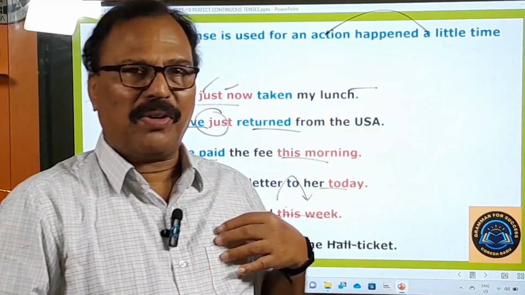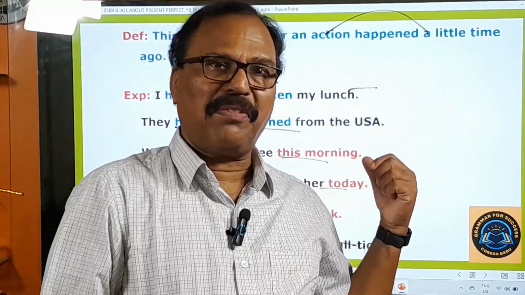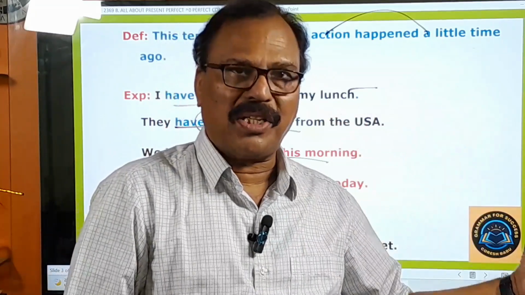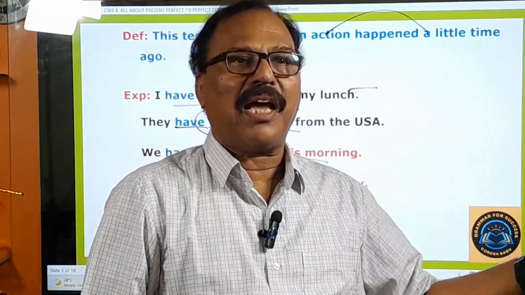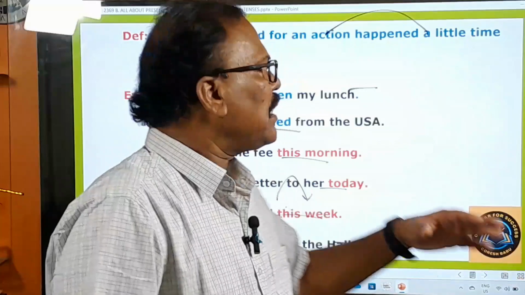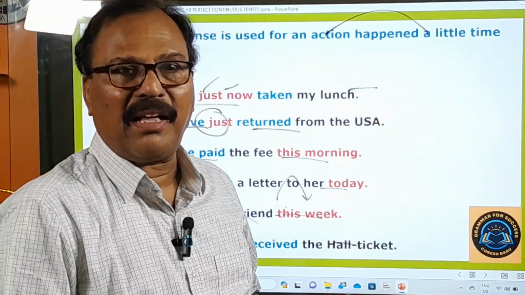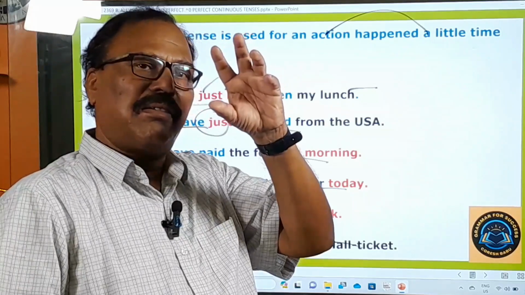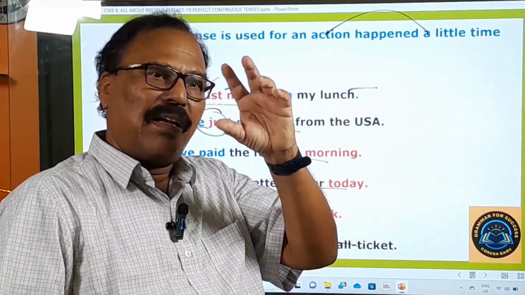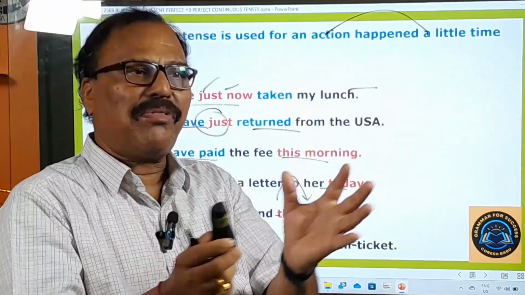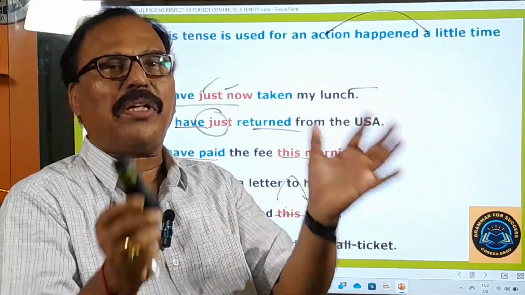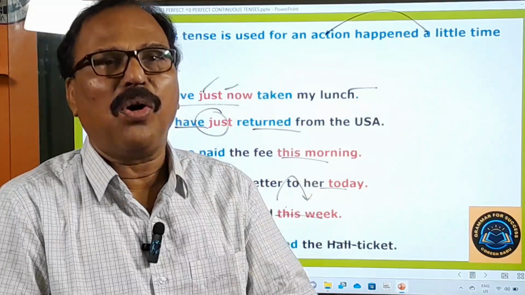Now hope you understand the definition of this present perfect tense. What is that? The present perfect tense is used for all actions happened a little time ago. That little time is not mentioned anywhere in the grammar books. So you have to think in your own way, and approximately you have to guess the time, whether it is the past action or still a present action. It all depends on your discretion only, right?